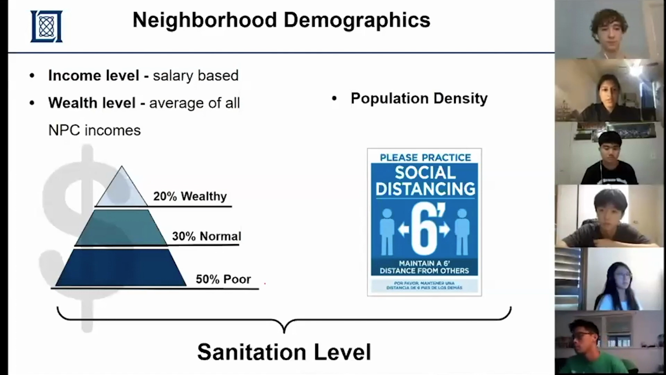If you are wealthy, you have a 5% lower chance of getting the flu or becoming a zombie, and if you are poor, you have a 5% higher chance.